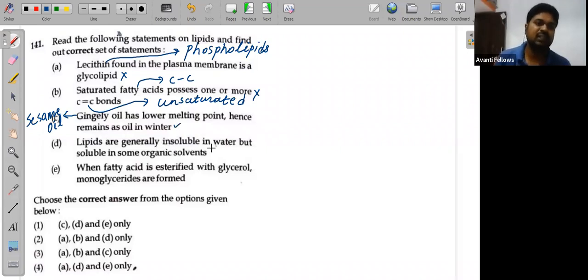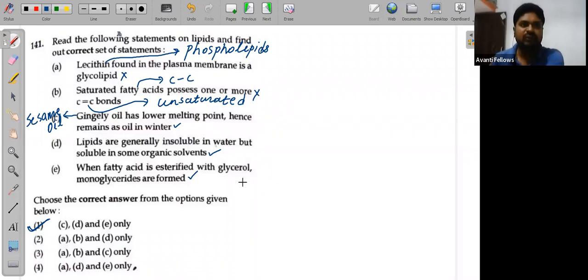Lipids are generally insoluble in water but soluble in some organic solvents. This is also a correct statement. Okay, when fatty acid is esterified with glycerol, monoglycerides are formed, and this also is a correct statement. Okay, and that's why CDE is the correct one. यहाँ से CDE क्या है? Correct है. That's why option 1 is the correct answer for this question.